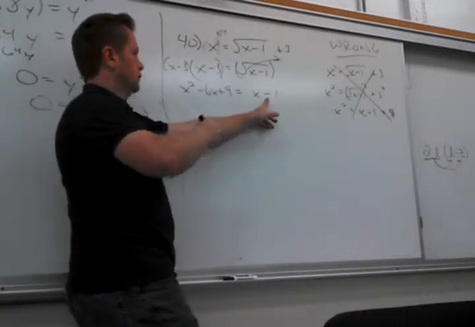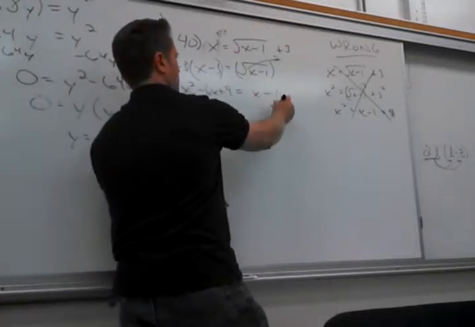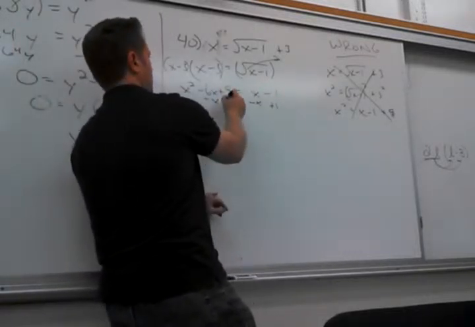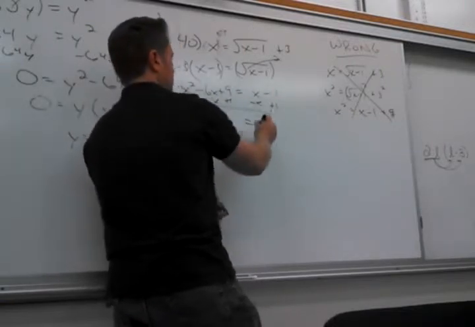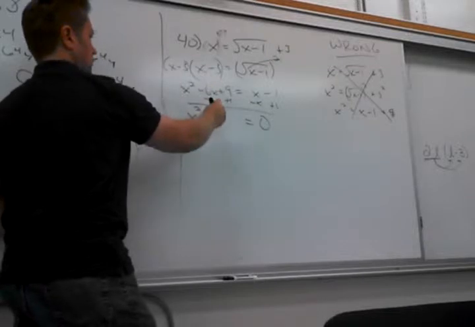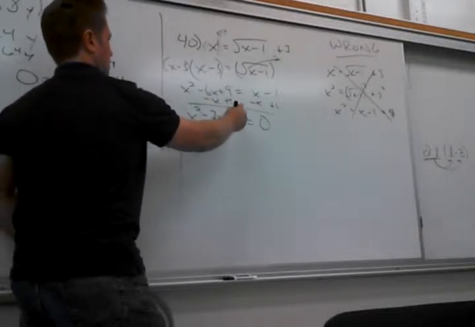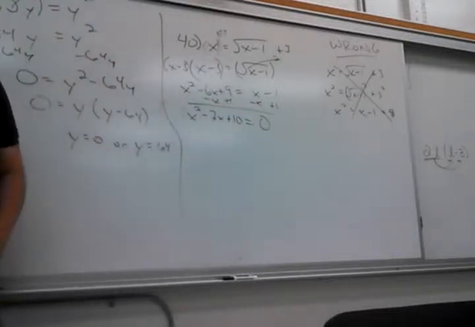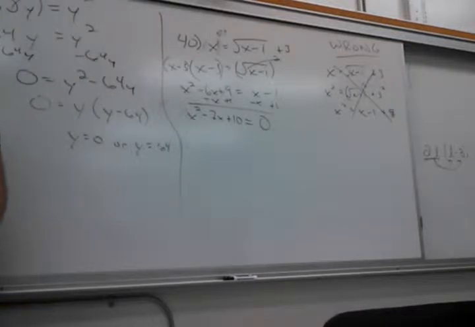So I just have to subtract x, add 1. So on this side I get 0. On this side I get, and thankfully that does factor. Negative 2. Negative.